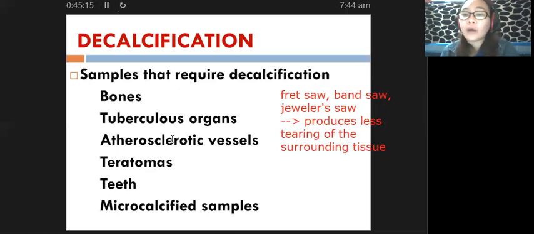Why do we have to cut them in small pieces? Remember that the decalcification process has to be carried out fast, so that exposure of the different components of your tissue sample to your decalcifying solution will be reduced. So it's very important that even prior to fixation, you cut your samples in small pieces.